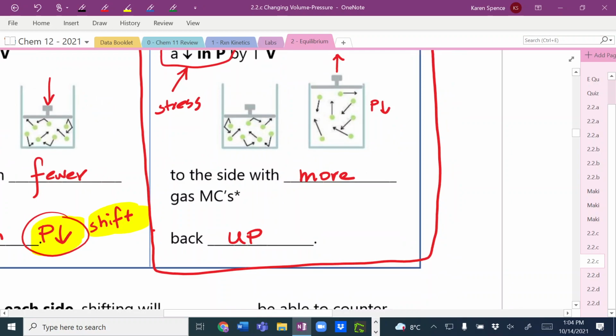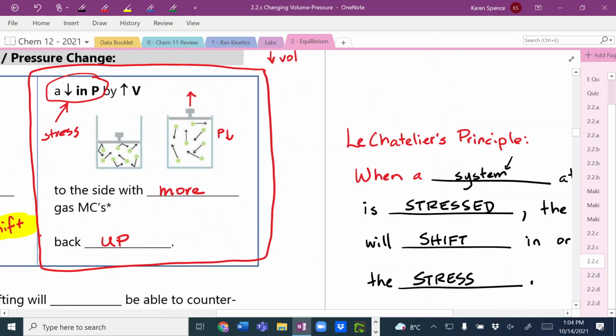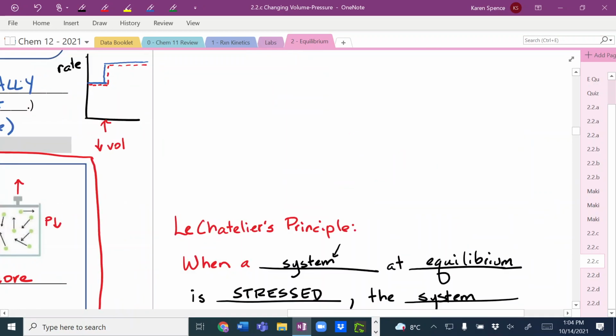Okay. I always just think of it like this. If we've got, let's do our 2A in equilibrium with B. Yes? If I squish it, there's not as much space. So I'm going to shift to the side with less stuff because it takes up less space.